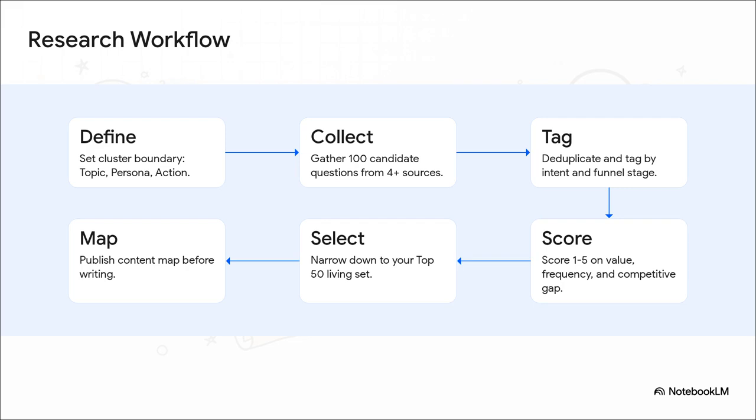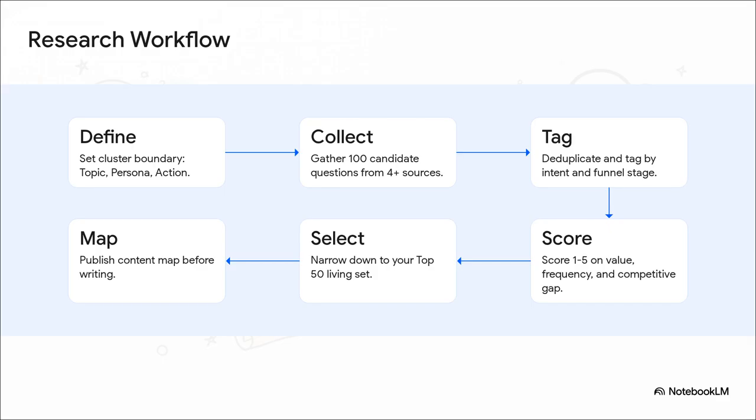Step 1. Define your cluster boundary in a single sentence using your topic, persona, and action. Step 2. Go to those human sources we just talked about and collect 100 candidate questions from at least 4 different sources. Step 3. Deduplicate them and tag them by funnel stage and intent. This is crucial. It stops you from cannibalizing your own content and confusing the AI later on.